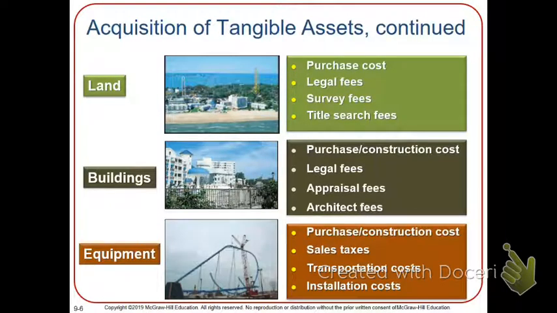And then equipment, you're looking at purchase or construction. Now you got sales tax, construction of that, transportation costs, installation costs. So again, everything that we looked at in those three things is to get it up and running.